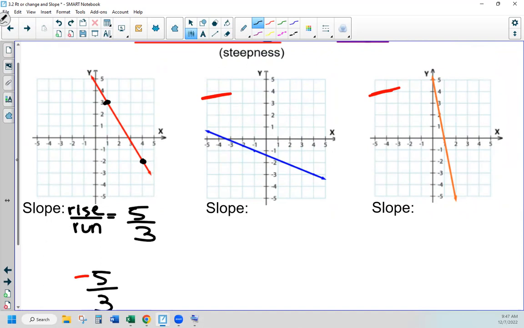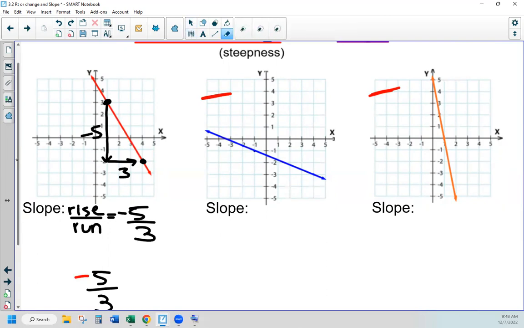If we decide to put the negative on the 5 and the positive on the 3, or leave 3 positive, look what happens. From this point right here, wouldn't we have to go down 5? Look, down 5, and to the right 3. That is where we could get a -5 and a +3. It's the same thing. We're just going downwards now. So it's the same slope.